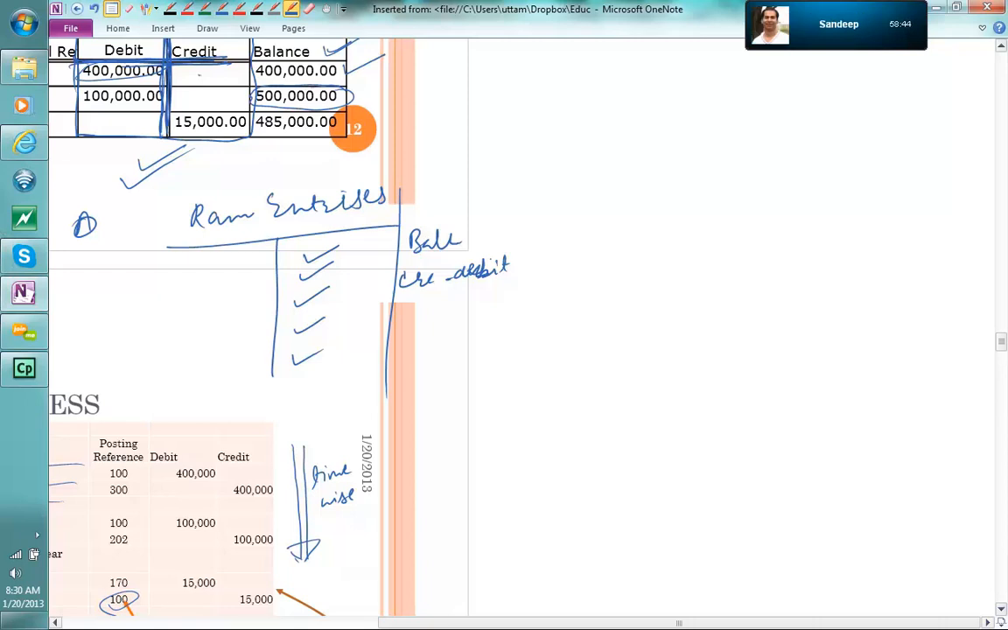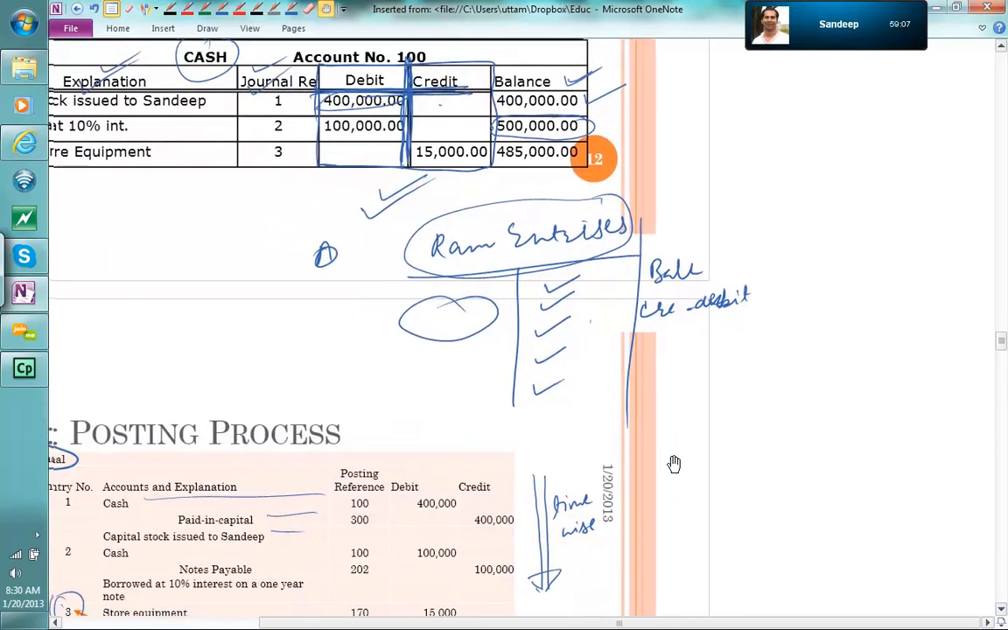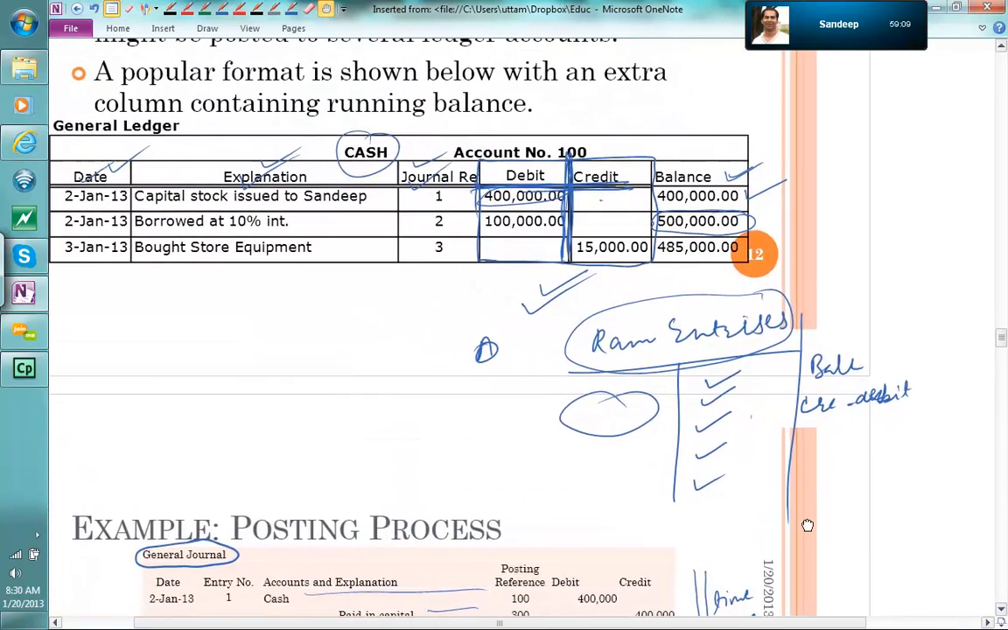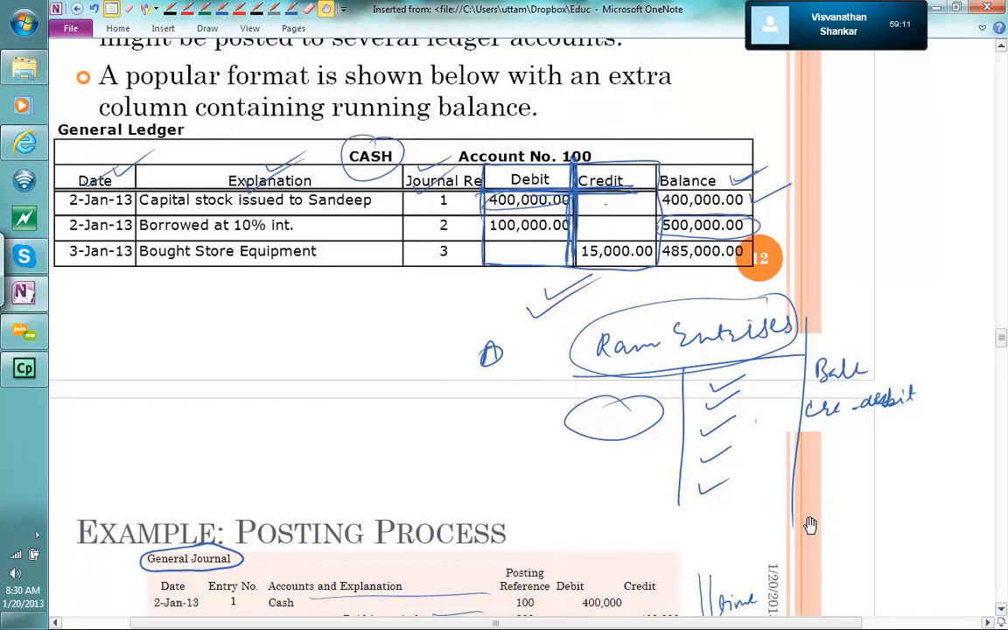Suppose you have paid each and every penny to Ram Enterprises, and you return some goods, and Ram Enterprises issues you a credit note. So the credit note will be entered on this side. Okay, so in that case, you will have credit minus debit as a negative balance. For any T account, you will be able to know what the different transactions are which can touch a particular T account.